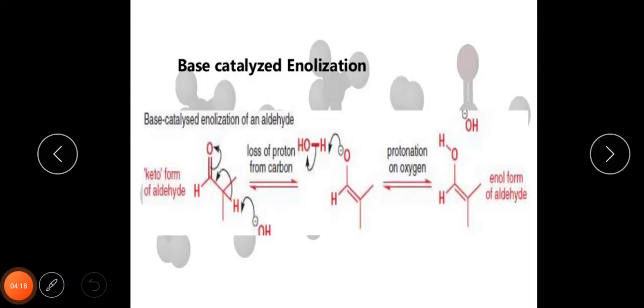The second is the base catalyzed enolization. It is important to note that the enolate is the conjugate base of both the carbonyl compound and the enol form. The base catalyzed enolization of an aldehyde is the reverse process of acid catalyzed enolization. In this mechanism, there is a loss of a proton from carbon firstly, and secondly, there is a protonation of an oxygen atom.